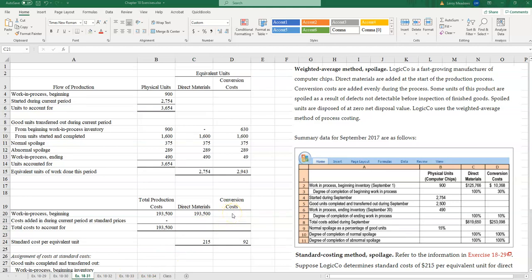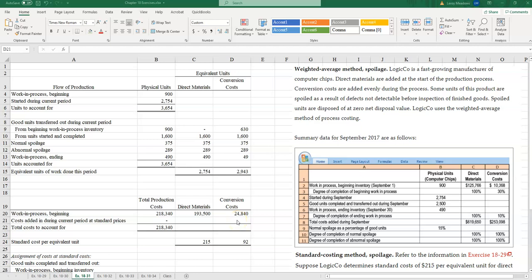Now, let's figure out our work in process beginning inventory for conversion costs. How am I going to compute conversion cost? Because we did 70% here, how much did we do last period? 30%. So I'm going to take 900 times the 0.30 that we did last period times my standard cost per equivalent unit, and that should give me 24,840. So the total value of my beginning inventory is 218,340. Okay, let me see here. And yes, that's correct. Just double checking my work.